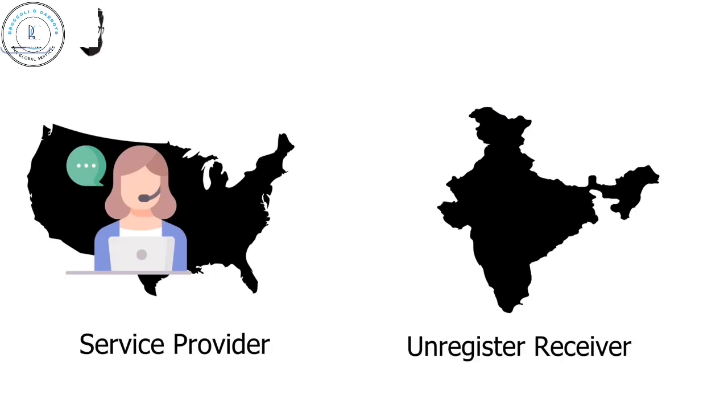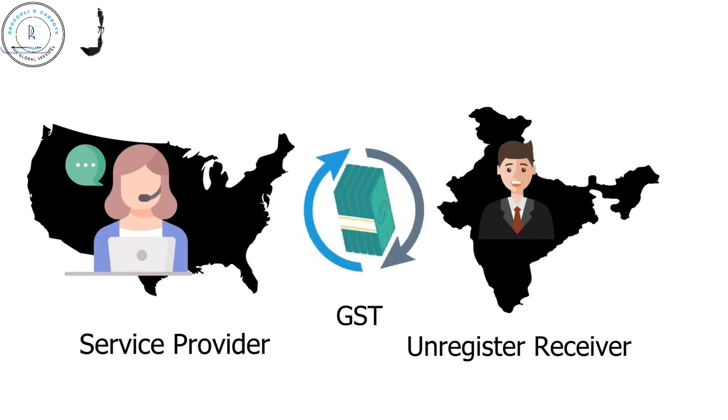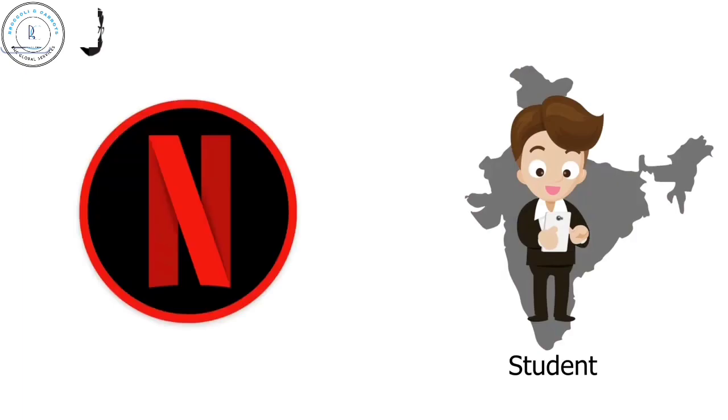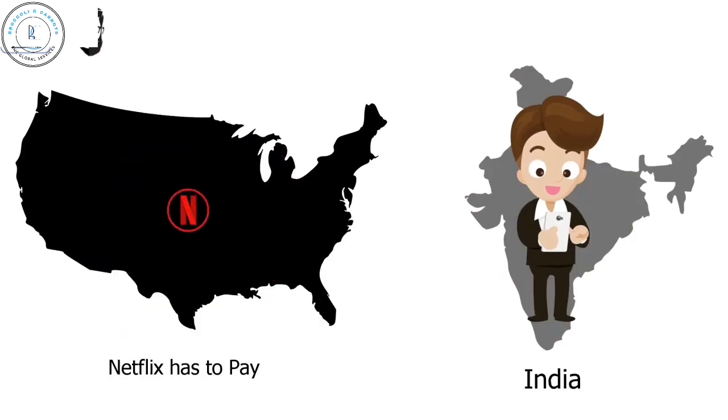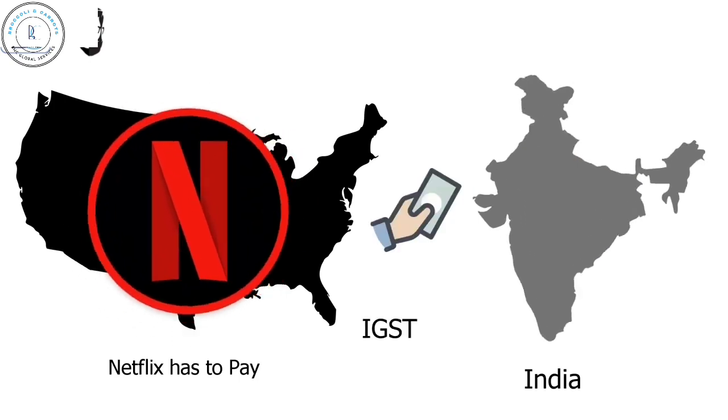If the location of the supplier of service is outside India and the location of the unregistered recipient of services is in India, then forward charge will be applicable in GST. Example 4. A student in India registers with Netflix, US, for watching movies. Netflix has to pay IGST.